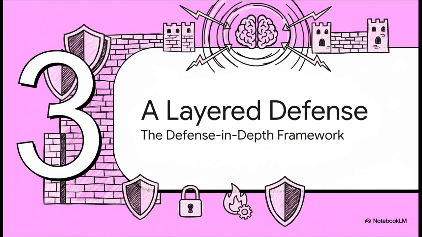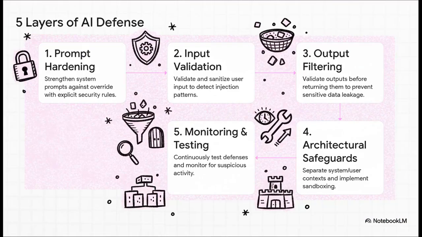Okay, so the problem is clear, it's widespread, it feels a little bleak, right? But the good news is, there is a strategy to fight back. We just can't rely on a single fix. We need a layered approach, a strategy that's known in security as defense in depth. This framework has 5 key layers. First, we have prompt hardening to make our system instructions stronger.